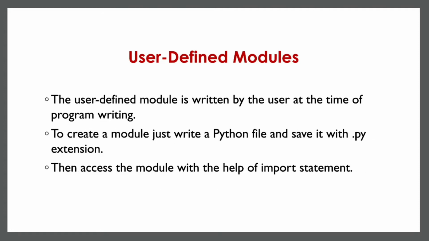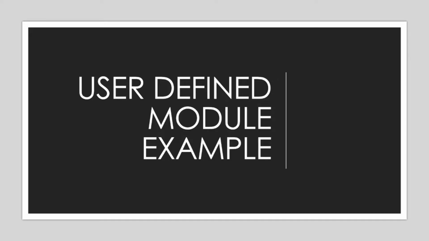The next one is our user-defined modules. The user-defined module is written by the user at the time of program writing. To create a module, just write a Python file and save it with the .py extension, and then access the module with the help of the import statement. In order to include a module into your current session or your current code, you have to import that module inside your Python file, right? So let us have a demonstration of a user-defined module with the help of an example. And for that, we have to move to our Visual Studio Code.